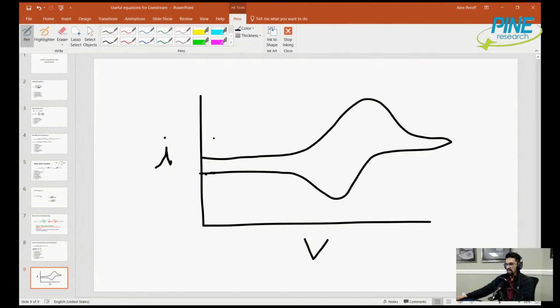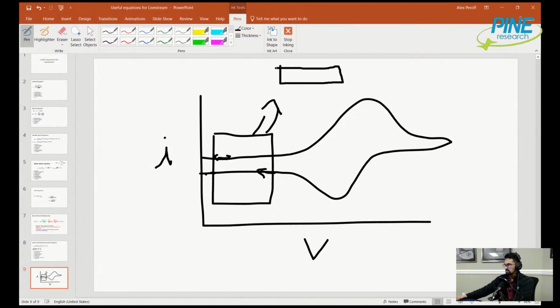You want to do scans within a region where there's no Faradaic processes, right? So you want to scan between here and here. You want to go back and forth, and you want to get this kind of box shape. And you want to increase the scan rate. Actually, it's not going to look good. You're going to get this box, and then at increasing scan rates, that box is going to increase.